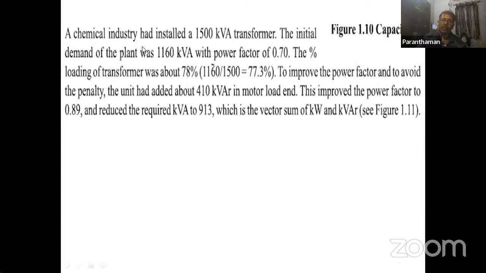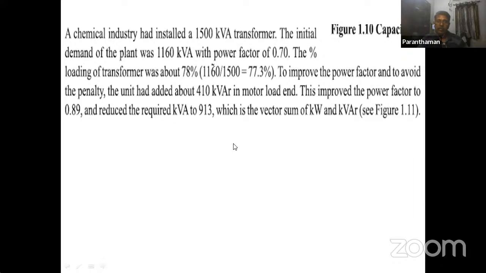One example, sir. A chemical industry had installed a 1500 kVA transformer. Initial demand of the plant was 1160 kVA with power factor 0.7. To improve the power factor and to avoid penalty, the unit had added 410 kVA in motor loading. The improved power factor is 0.89. Okay, they have given the answer itself.